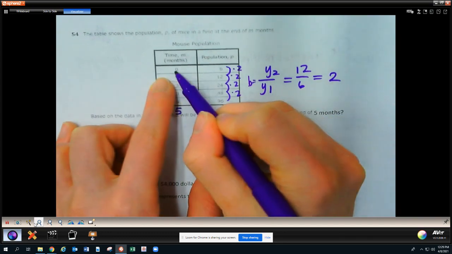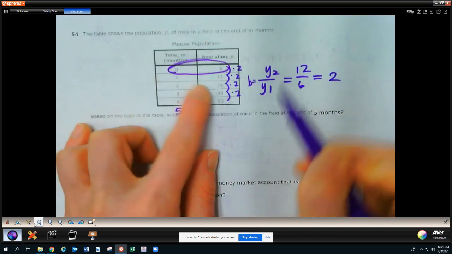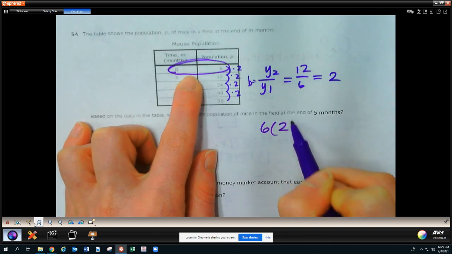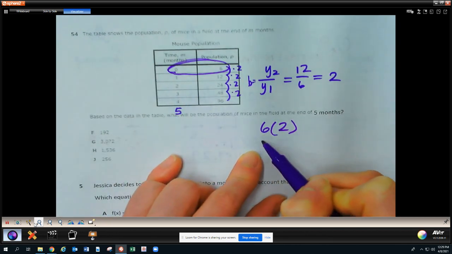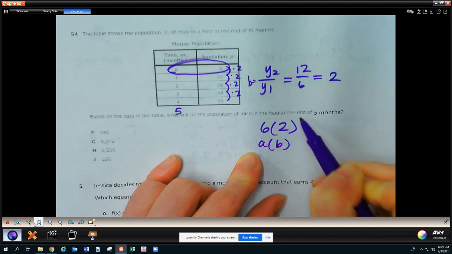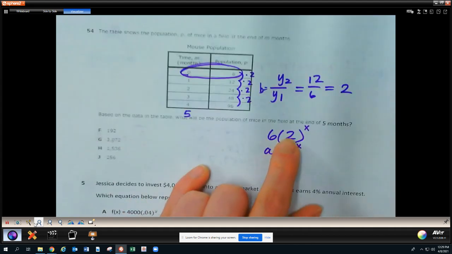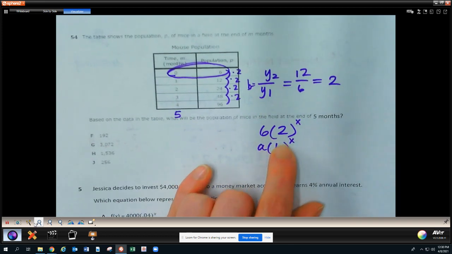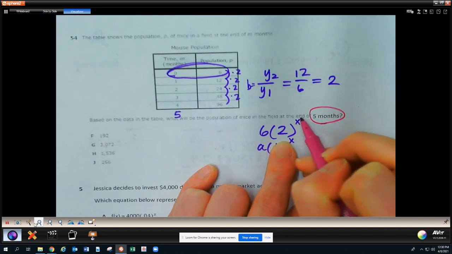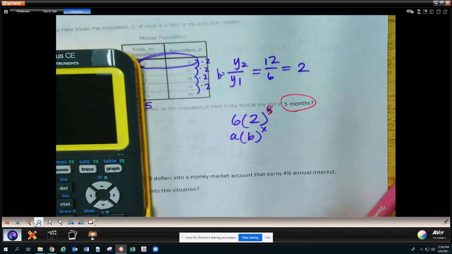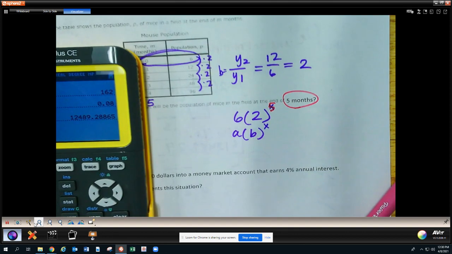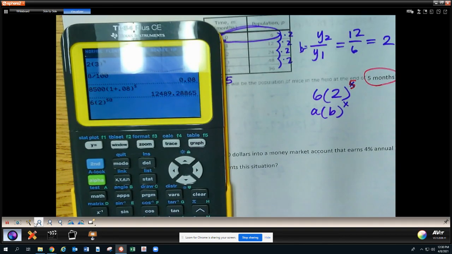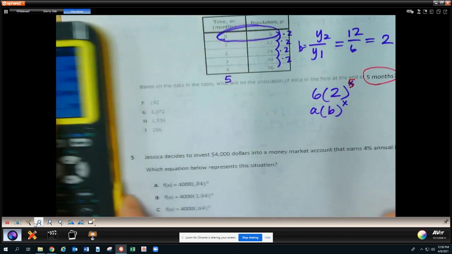Okay, and then the a value is right here, the y-intercept. And so if I needed an equation, our a value is 6, our b value is 2, the constant multiplier, and then we want to know after 5 months. Okay, so using the formula, 6 times 2 to the 5th. And so if they wanted like 10 months, that would be easy. So 192.